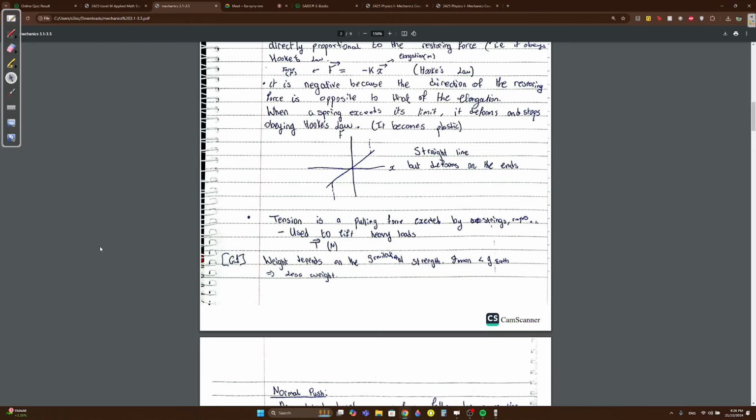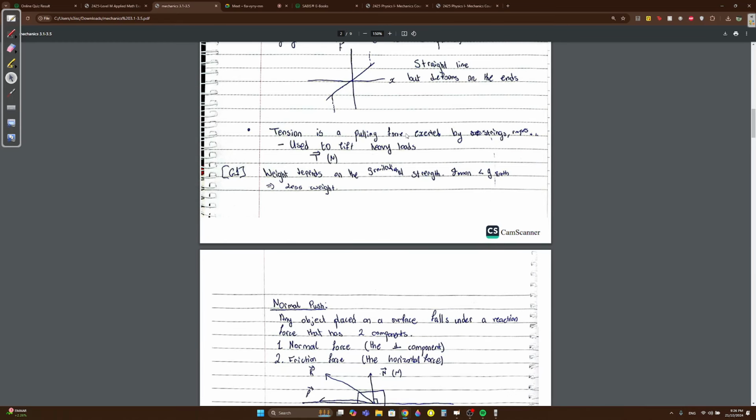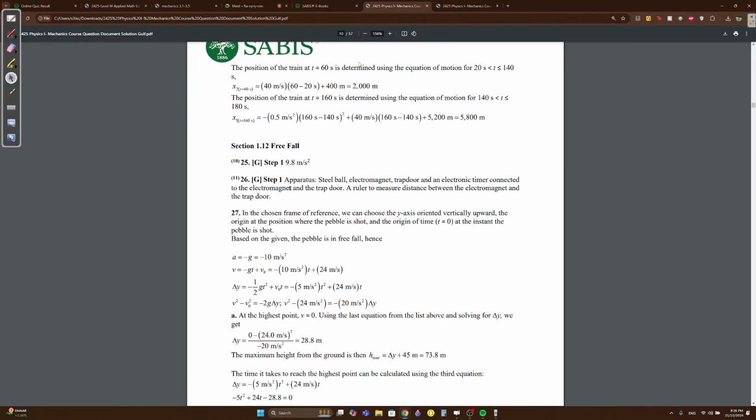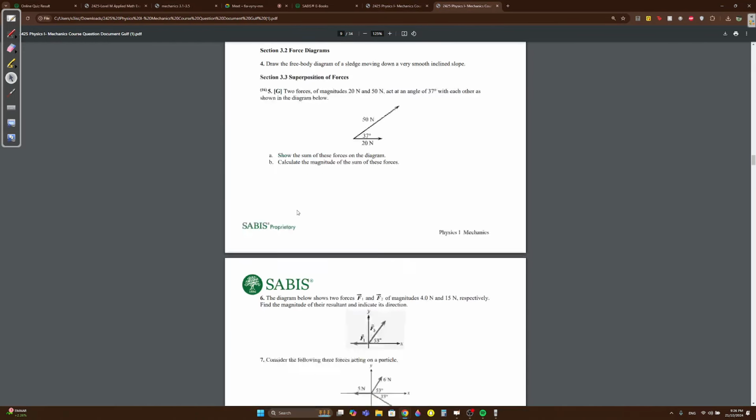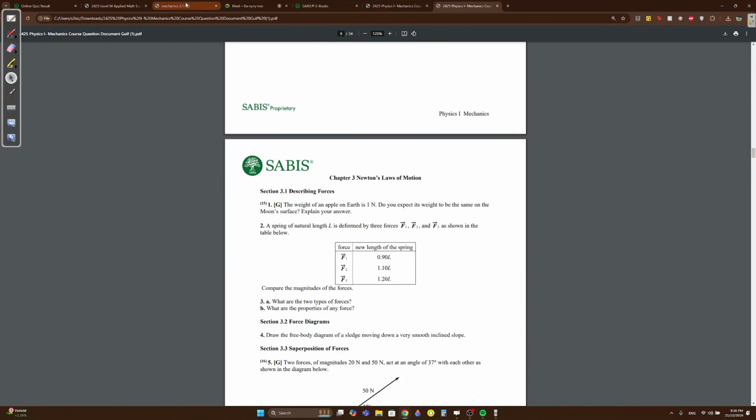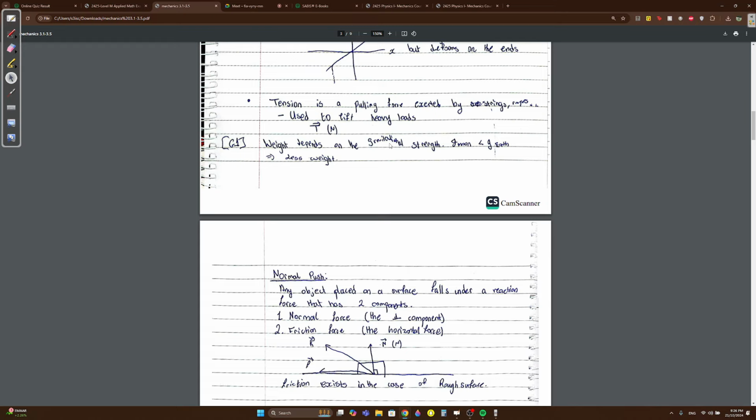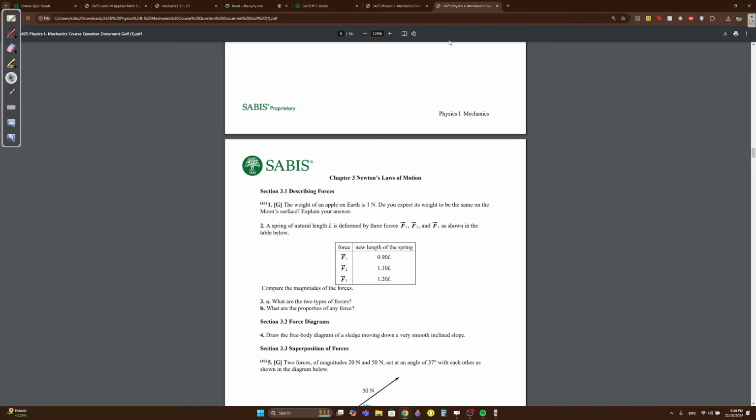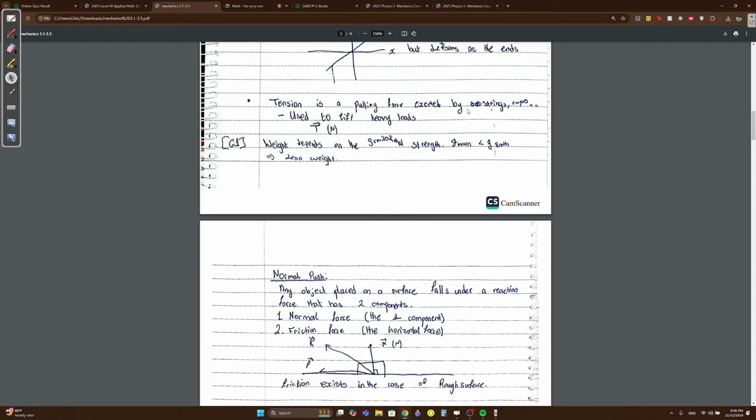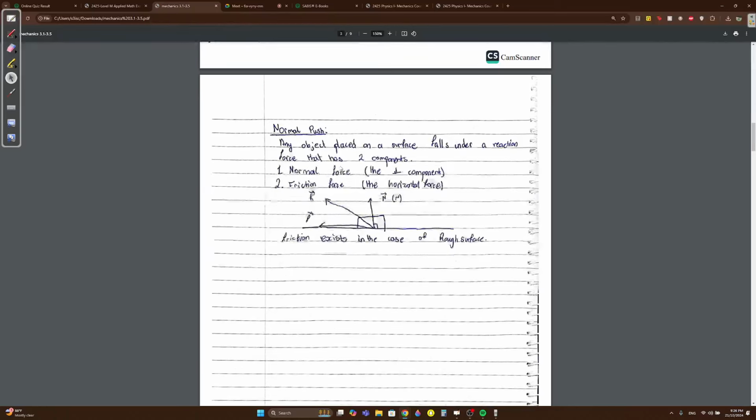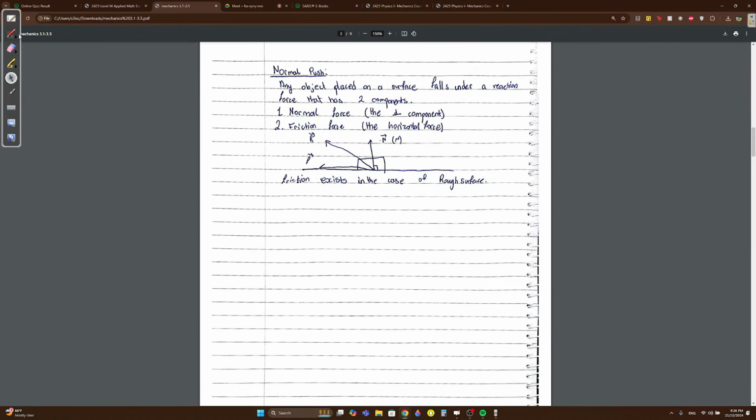Let me continue. Yeah, tension is a pulling force used by ropes. Anytime you see a rope, there's tension. It's used to lift heavy loads, denoted by T. Okay, this one, number 1, I solved it in the copybook. Weight depends on the gravitational strength. On the moon they were asking, do you expect the weight to be the same on the moon as on the Earth? Of course the g of the moon is less than the g of Earth, so that means it will have less weight. Okay, whatever. Normal push. This is very important.